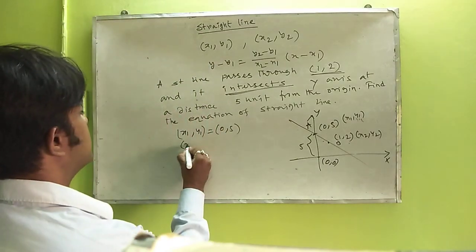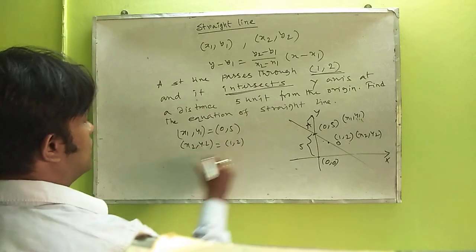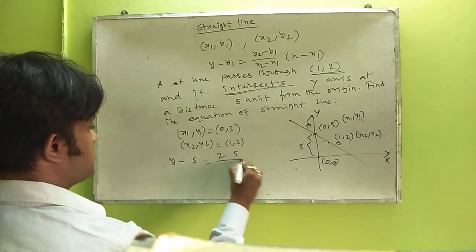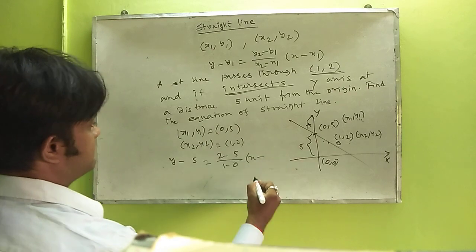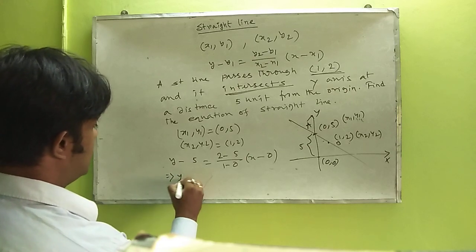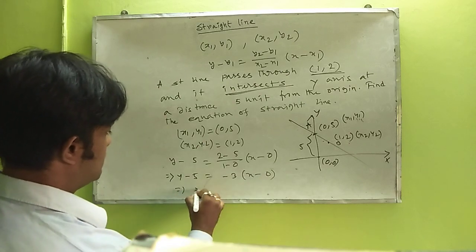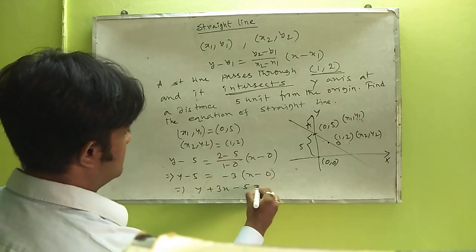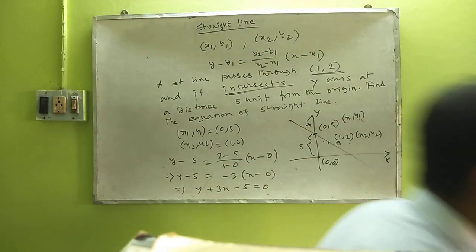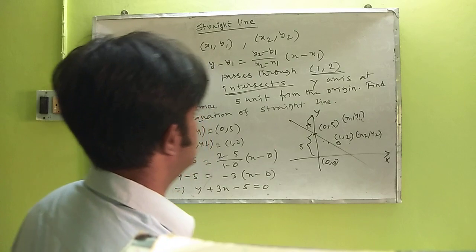So the equation will be y minus y1, that is 5, equal to y2 minus y1 by x2 minus x1 times x minus x1. So y minus 5 is equal to minus 3 into x minus 0. So the equation is y plus 3x minus 5 is equal to 0. So it is very important for ICSE 2021.